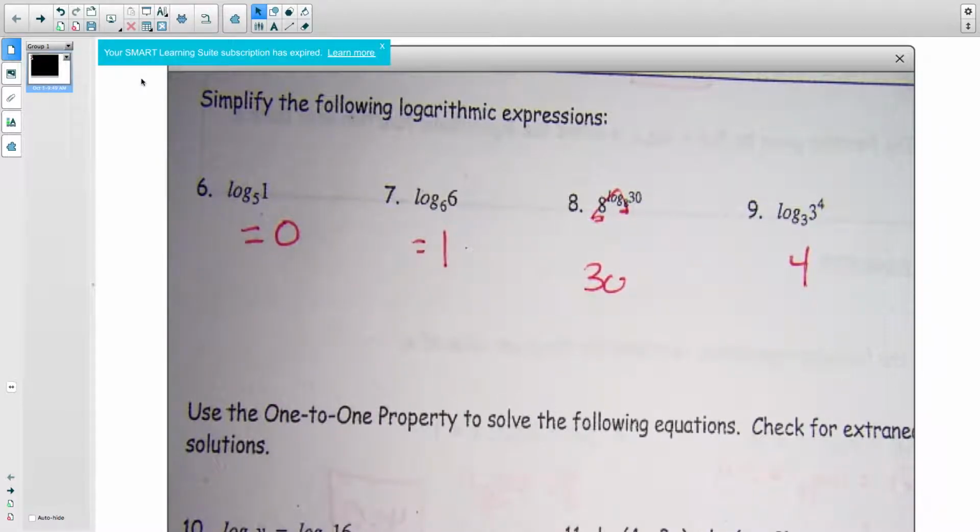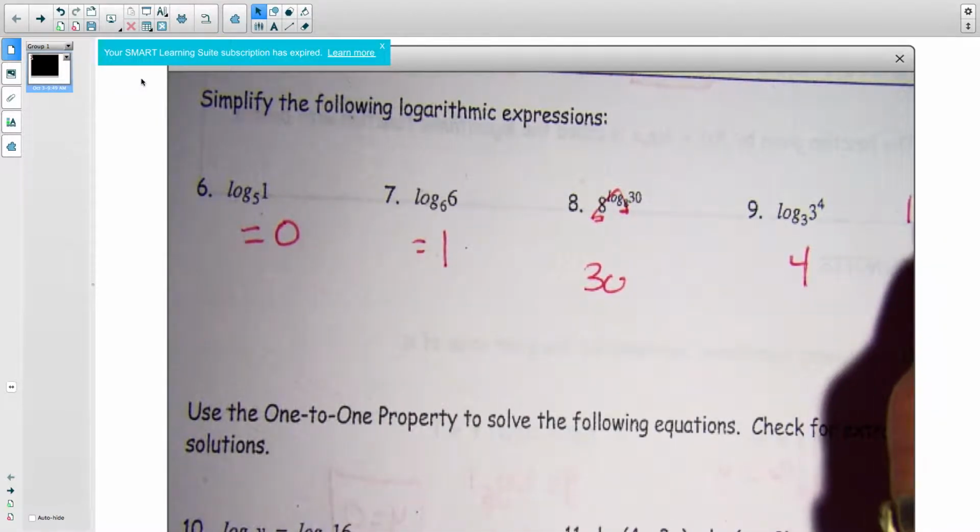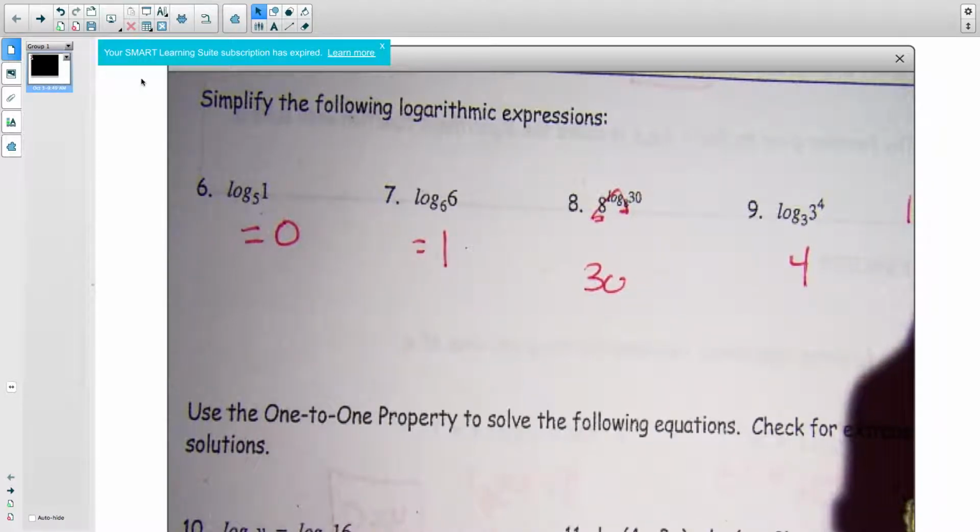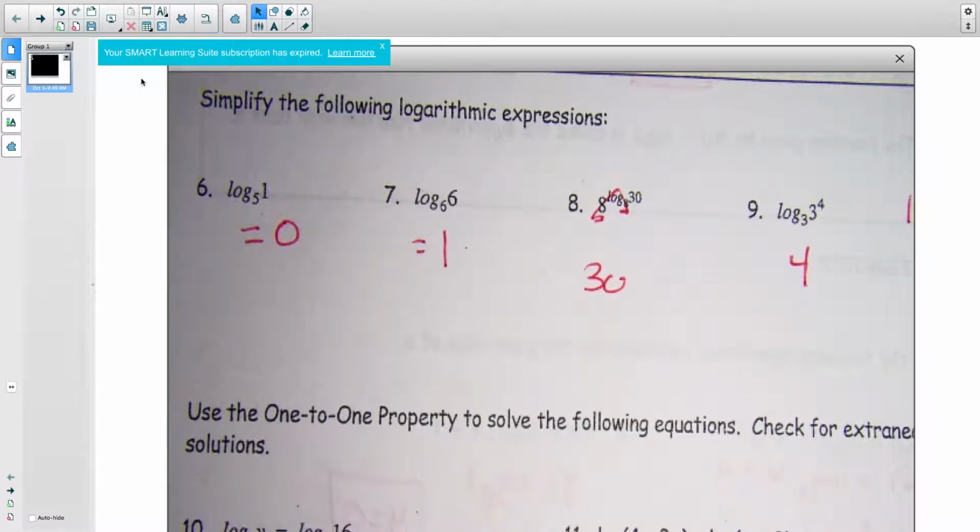If you had log base 1 of 1, could it be 0 or 1? Log base 1 of 1. That's 1. 1 to what?